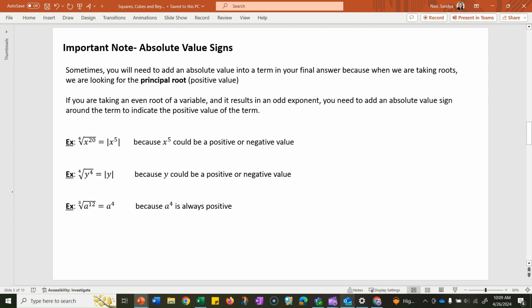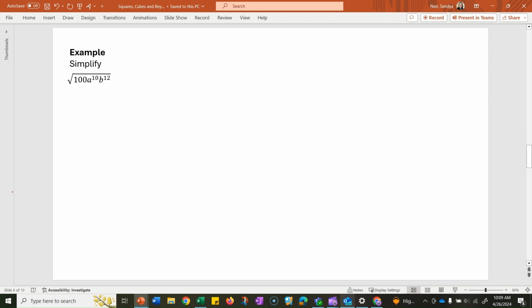If we're doing the fourth root of y to the fourth, that results in y, but remember 1 is also an odd number, and so y could be positive or negative, so we need to add in the absolute value signs. If we're doing the cube root of a to the 12th, that results in a to the fourth, and we don't have to worry about the absolute value signs because a is always positive. So for example, if we're trying to simplify the square root of 100 a to the 10th b to the 12th, we're going to use our strategies and go ahead and separate this out. So we have the square root of 100, the square root of a to the 10th, and then the square root of b to the 12th.